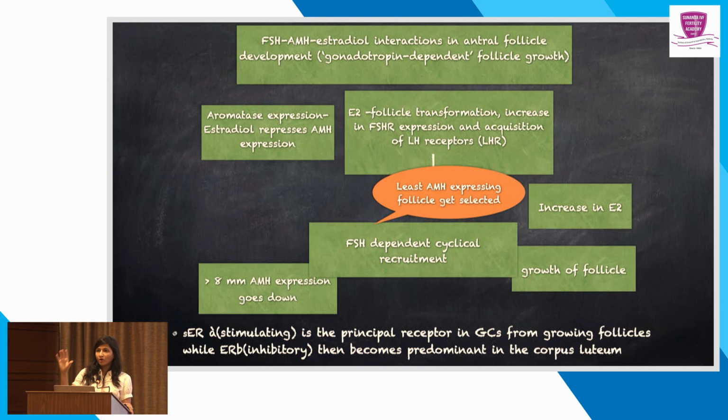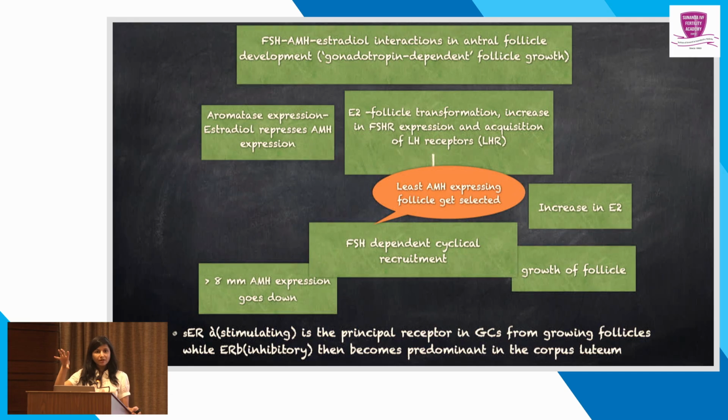So what we discussed in the first slide was gonadotropin regulated, where we have follicles which are expressing AMH. Now at this particular time, when FSH is in action and the LH receptor is dominant in that follicle, more granulosa cells are going to be generated under the action of FSH and estradiol. Because of the high amount of estradiol, the aromatase expression in that follicle is going to come down. Now this E2 will cause follicle transformation and increase FSH receptor expression, which will again increase the amount of LH receptor on that follicle.